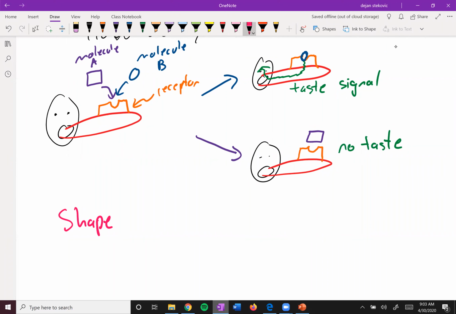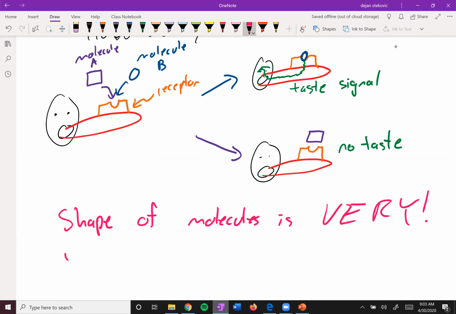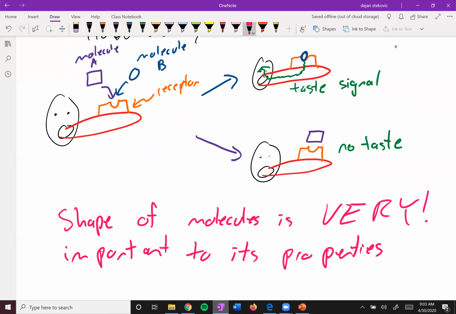So anyways, the end of the story is that the shape of molecules is very important to its properties. And so through the use of Lewis structures and our next model, you should be able to predict the shape of almost any molecule, which is pretty freaking cool.